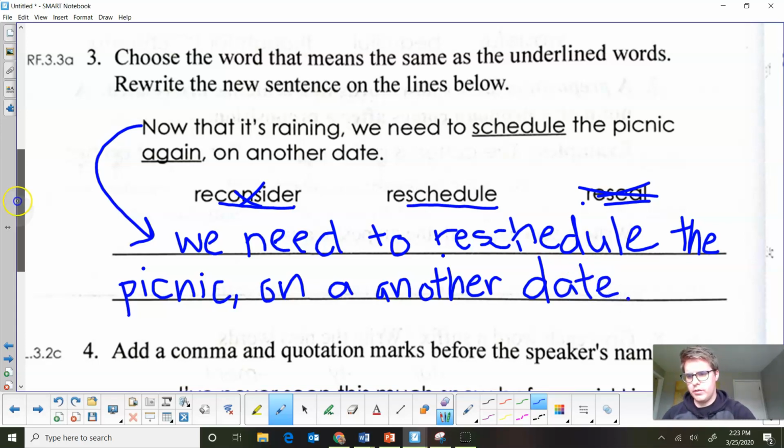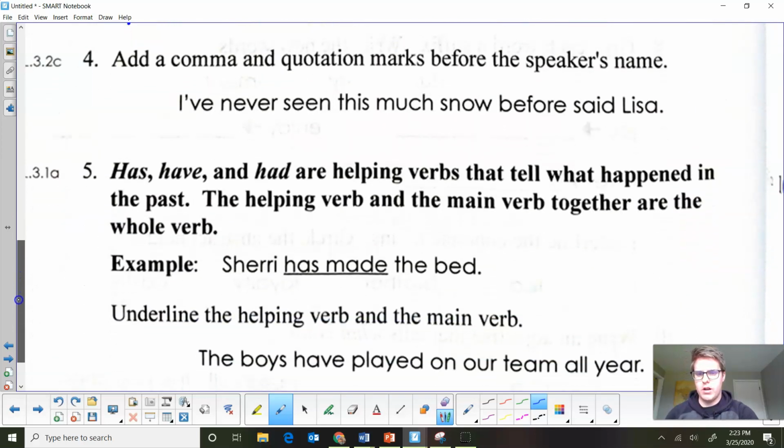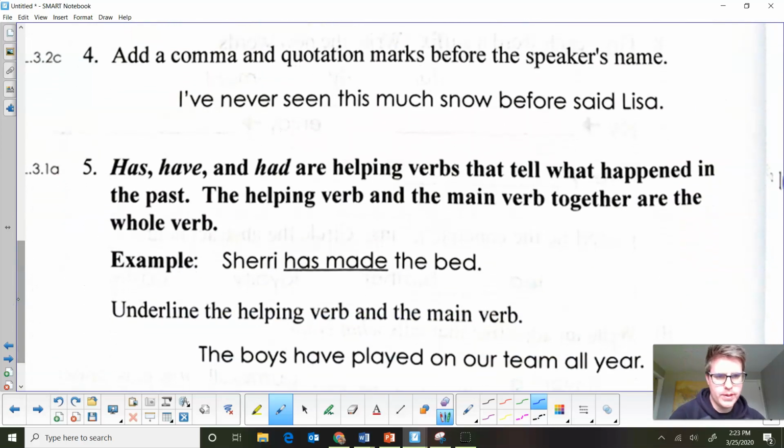All right, number 4. Add a comma and quotation marks before the speaker's name. I've never seen this much snow before, said Lisa. Good job, that's Wiley's mom. I've never seen this much snow before, said Mrs. Shep.